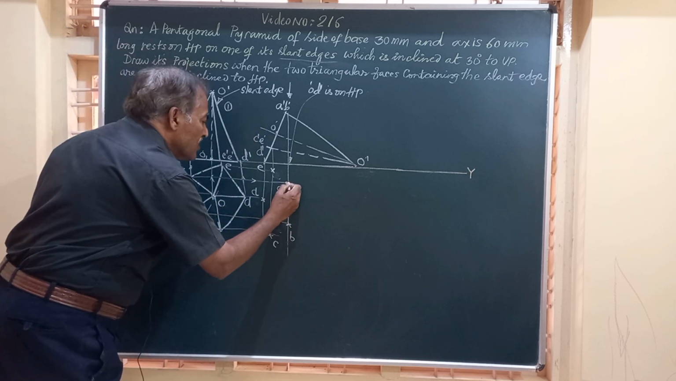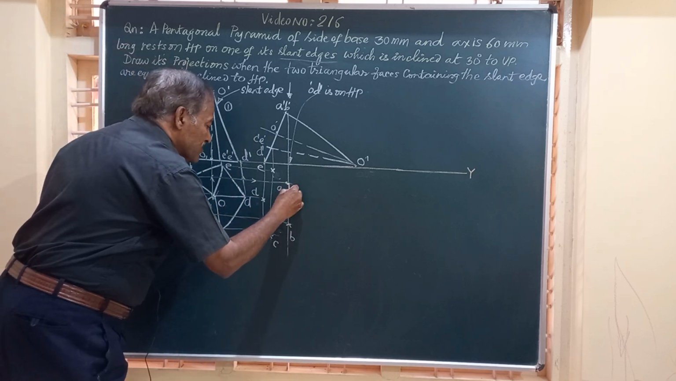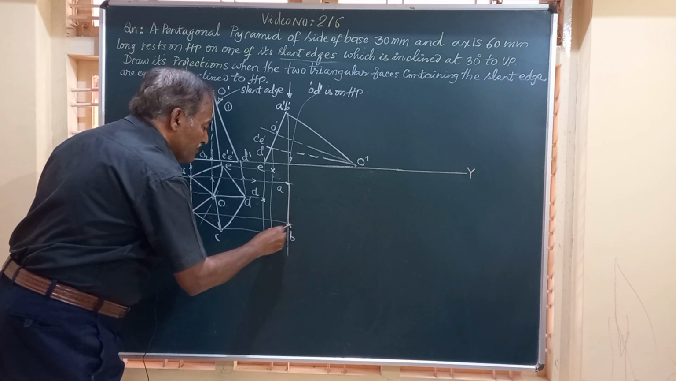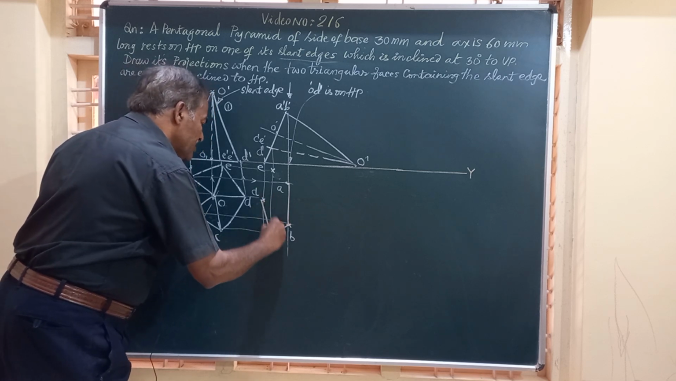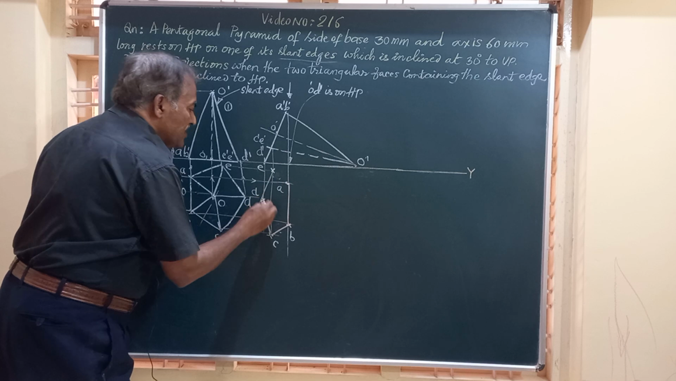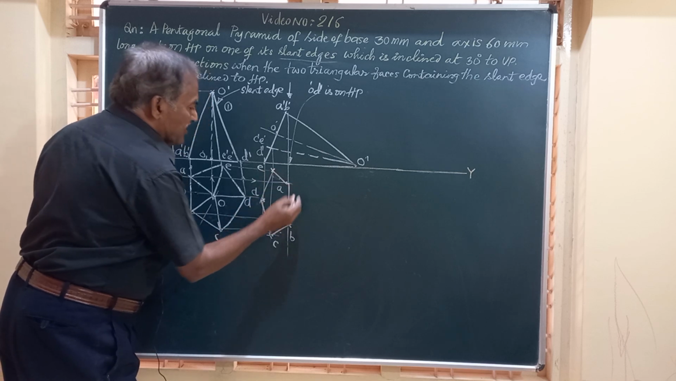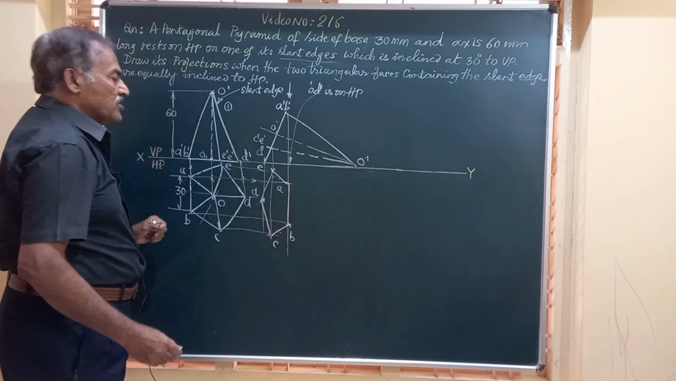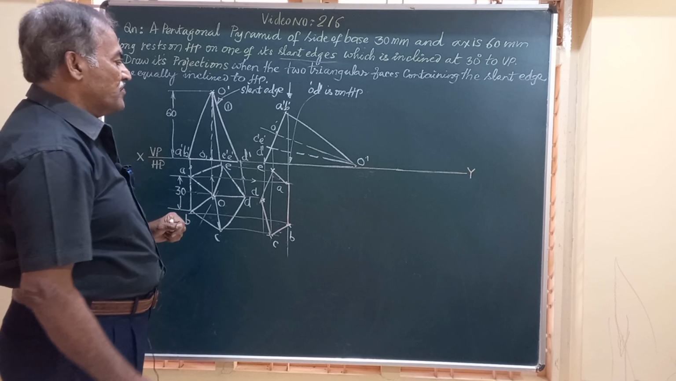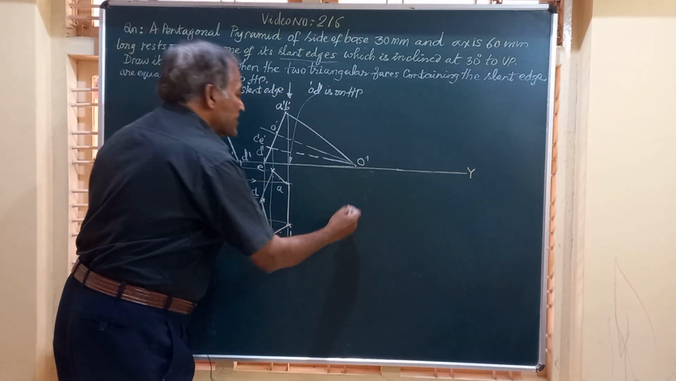in the top view, we will join them by straight line. So I join A to B, B to C, C to D, D to E, A to E. So this is how the base looks in the top view when you view from the top.